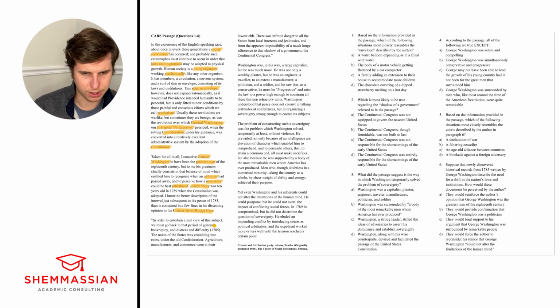In order to entertain a just view of this subject, we must go back to that period of general bankruptcy and distress and difficulty in 1785. The Union of the United States was crumbling into ruins under the old Confederation. Agriculture, manufactures, and commerce were at their lowest ebb. There was infinite danger to all the states from local interests and jealousies, and from the apparent impossibility of a much longer adherence to that shadow of a government, the Continental Congress. Okay, so he's being highly critical of the entire government here, but right, this is proceeding.